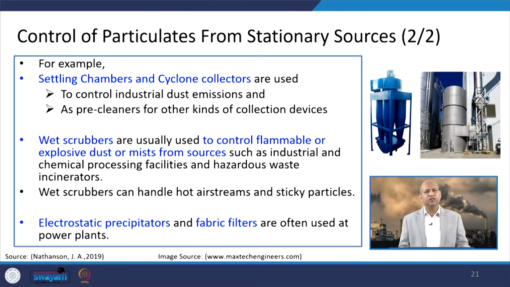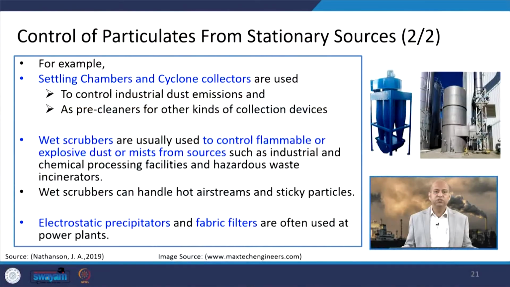Well, examples are there, like settling chambers, cyclone collectors, like this one. So, as I said, by centrifugal force you can remove these particulate matter, and it goes down, then you can collect it in the hopper. And these devices are important in the sense that they control industrial dust emissions easily, and they can also act as pre-cleaners, okay, before other kinds of collection devices we employ, because otherwise the load will be more on those sophisticated devices. So, better you use either settling chambers or cyclone collectors.